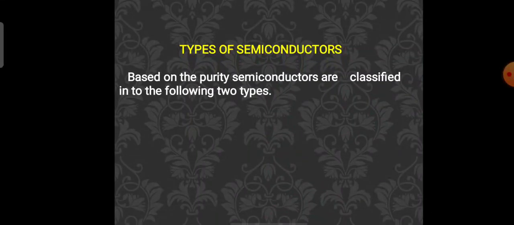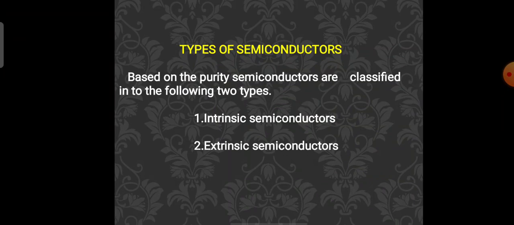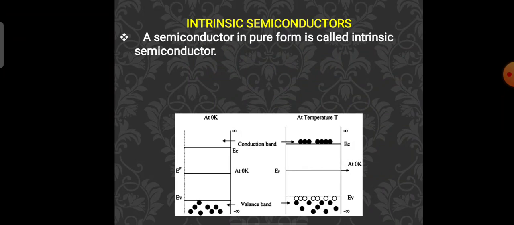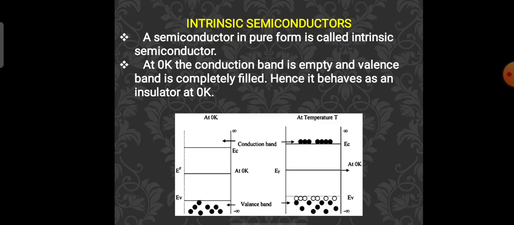Next, depending upon the impurity present in the semiconductor, we can classify them into two types, that is intrinsic semiconductors and extrinsic semiconductors. Next one is intrinsic semiconductor, that is a pure form of semiconductor. At 0 Kelvin temperature, the conduction band is empty and the valence band is completely filled. Therefore, it behaves as an insulator.